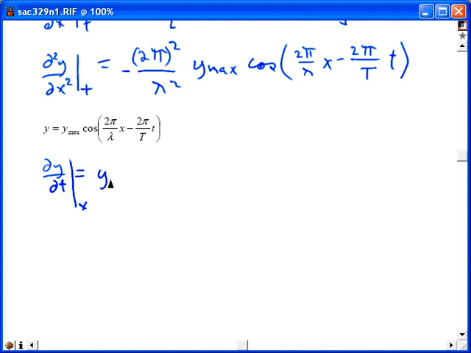I got the constant out front, y max. Okay, now I want to multiply by the derivative of the cosine with respect to its argument, which will be minus the sine of the argument.